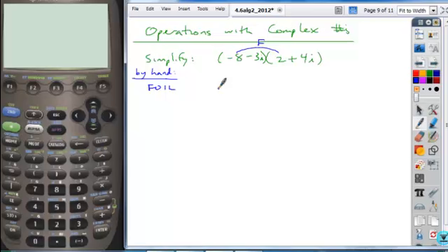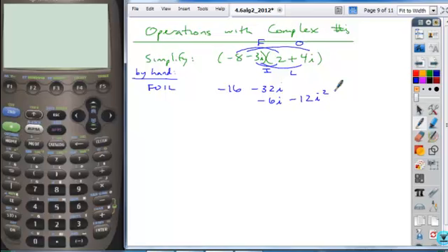Take the product of our first, negative 16. Take the product of our outers. A negative 8 times a 4i gives you negative 32i. Take the product of our inner terms. Negative 3i times 2 is negative 6i. And then take the product of our last terms. Negative 3i and a positive 4i gives you negative 12i squared.